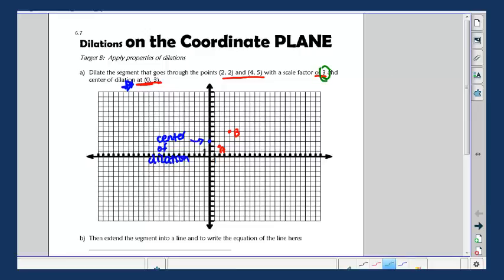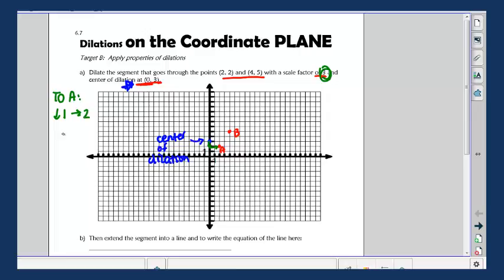So next thing that we have to deal with is the scale factor of 3. What you'll do first is figure out how to get from your center of dilation to one of the points. I'm going to choose point A first. From the center of dilation, which is (0, 3), I have to go down 1, and to the right 2. So I'm going to write that down: down 1, right 2.